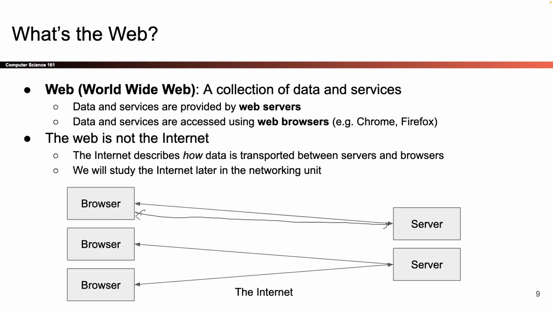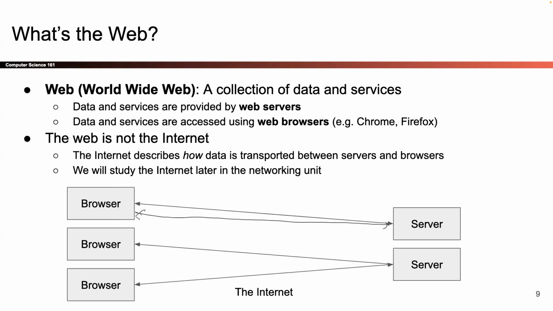How they send that information over to me, that's going to be the internet or the networking unit. So we're going to talk about the how of how information gets between these two people in the networking unit, which is the last unit of this class. But for now, we're just going to be concerned with what data goes between the two people, the browser and the server here.